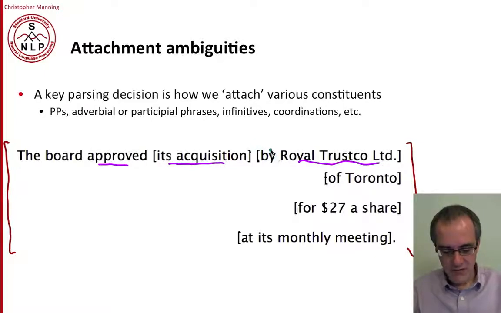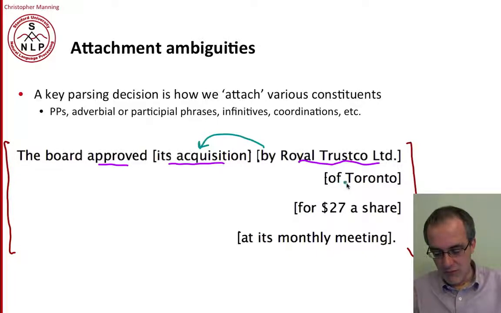Right, so for by Royal Trust Co, that's modifying the acquisition, not the approval. So it's acquisition by Royal Trust Co. That's in dependency format, we have that relationship. Okay, of Toronto, this is not modifying the approval or the acquisition, rather it's Royal Trust Co Limited of Toronto. So this prepositional phrase is modifying Royal Trust Co Limited. Then if we go on to the third one, for 27 cents a share, that's not modifying Toronto or Royal Trust Co. It's modifying the acquisition. So this is an acquisition for 27 cents a share.